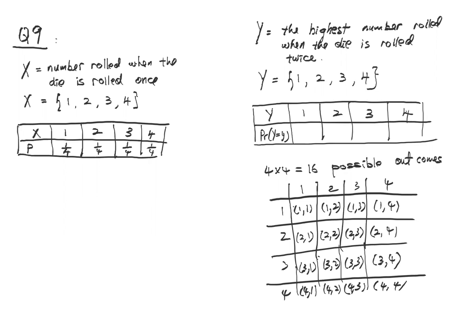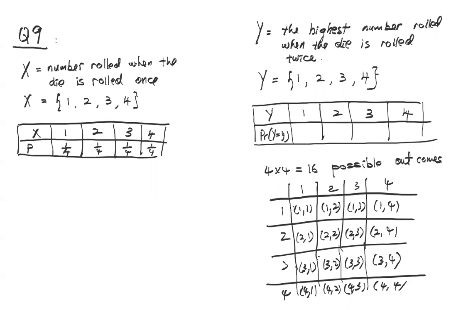If you want another way, you can use a tree diagram. 1, 2, 3, 4, then you can go. I find it's harder because this is the first dice and this is the second dice. Tree diagram is much harder. And for this one, if you use the table, it is very obvious.